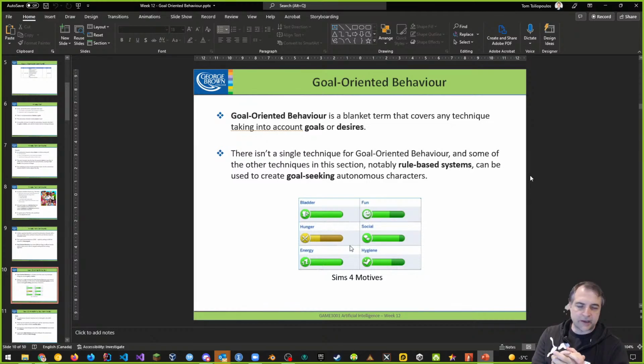So again, goal-oriented behavior, this blanket term that covers any technique that takes into account goals and desires. We can also convert the word goal or desire to something like motive. For the most part, we're going to talk about goals, desires, and motives as one thing, but they may not be. Here's an example of Sims motives that you might have to achieve, that you need to accomplish to make the Sim happy, right?